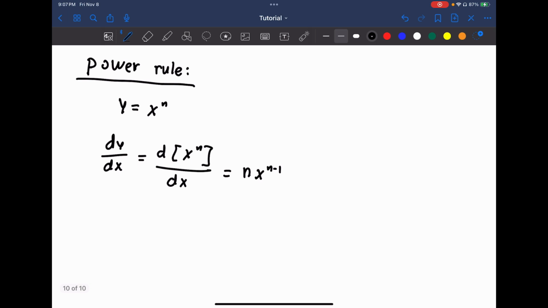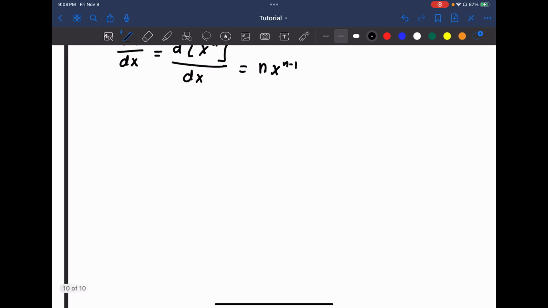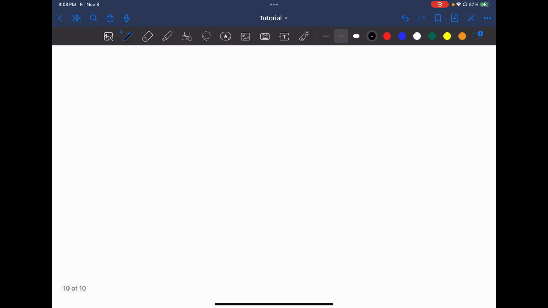And then our power rule states that if our function is y equals x to the n, our derivative will be n times x to the n minus 1. This looks a bit intimidating, but once you do a few examples, everything will make more sense. So let's do our first example.